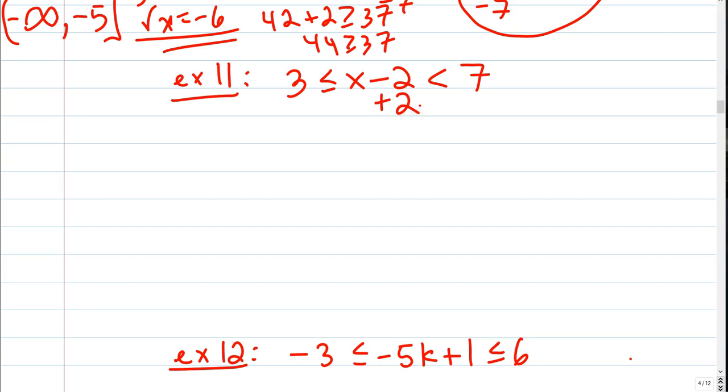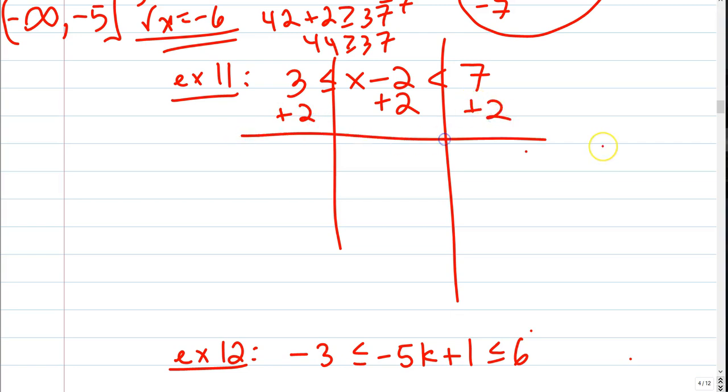To what? Well, this has 3 sides of the inequality. So I will add 2 to all 3. Keeps everything balanced. 3 plus 2, I get 5. Less than or equal to, just x, is less than 9.